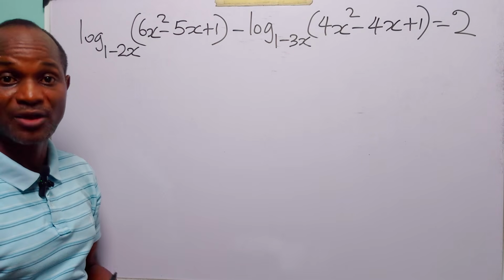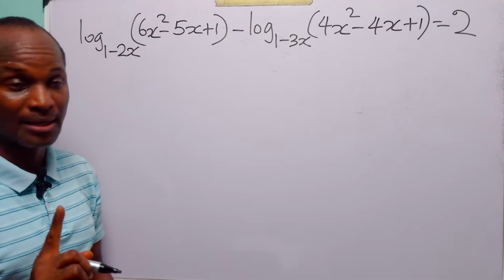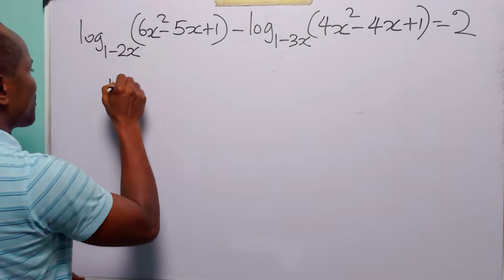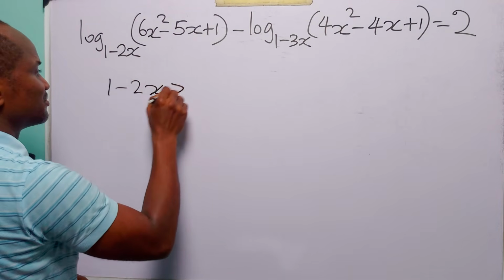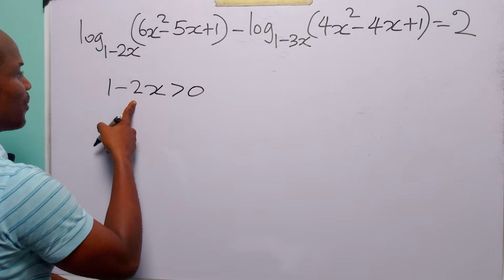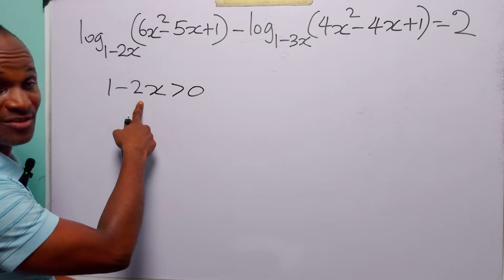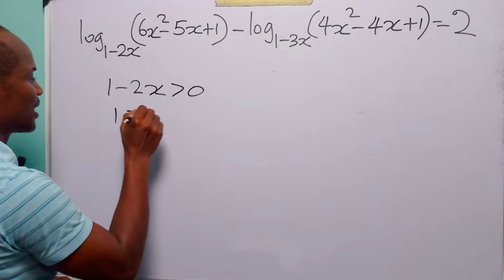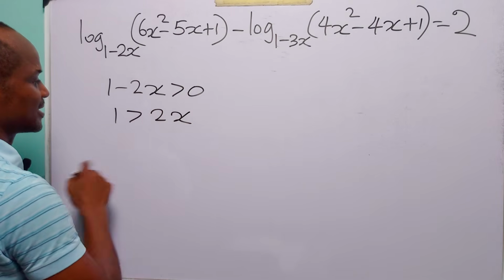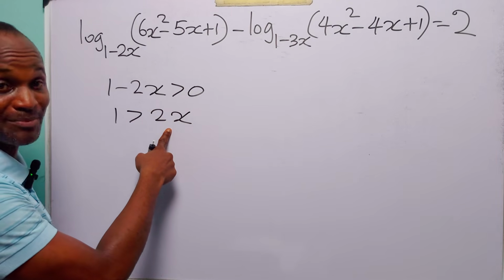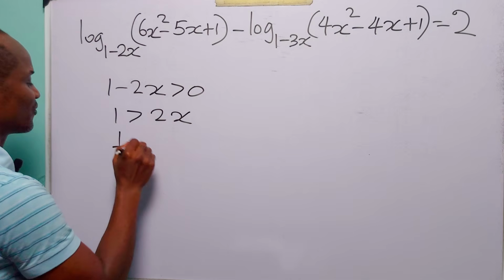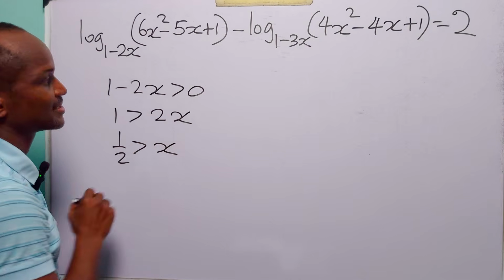To solve this logarithmic equation, let us remember that 1 minus 2x and 1 minus 3x must both be positive but not equal to 1. From here, we have that 1 minus 2x must be greater than 0. Now, when we add 2x to both sides of this inequality, we have that 1 must be greater than 2x. And dividing both sides by 2, we have that half must be greater than x.